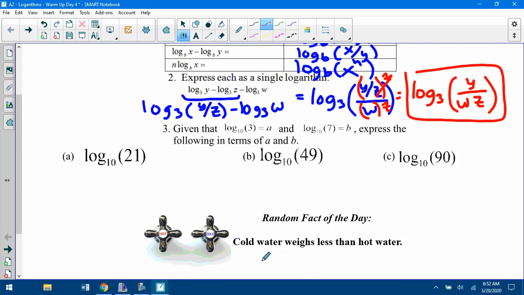And there's your random fact. Cold water weighs less than hot water. Try it out. Okay, anyways.